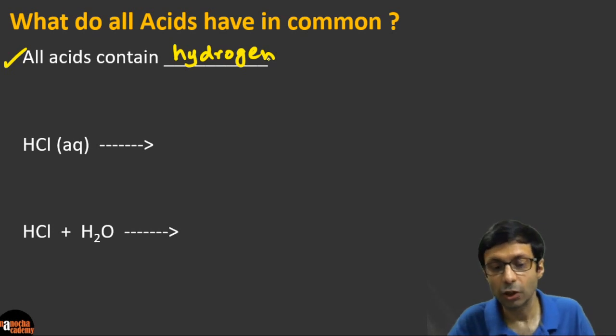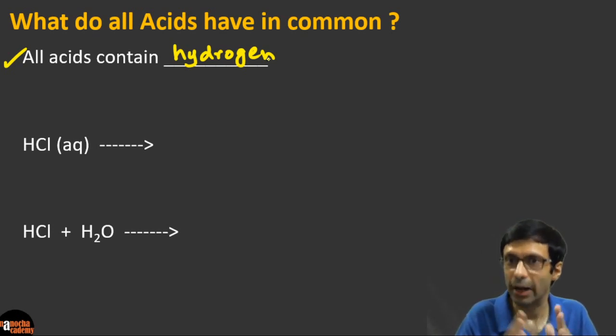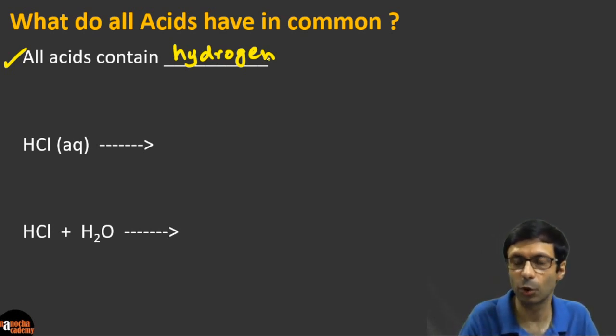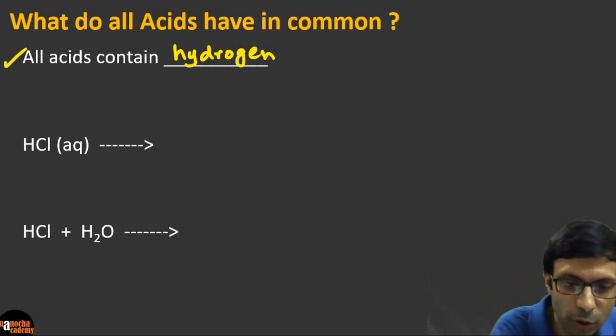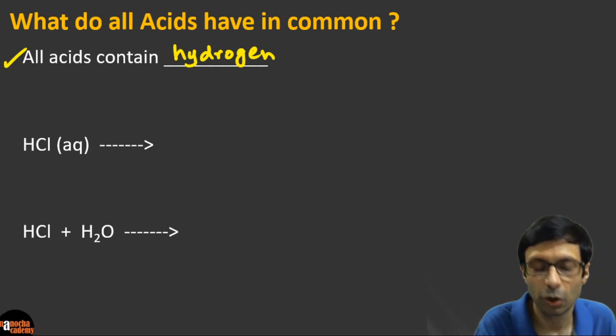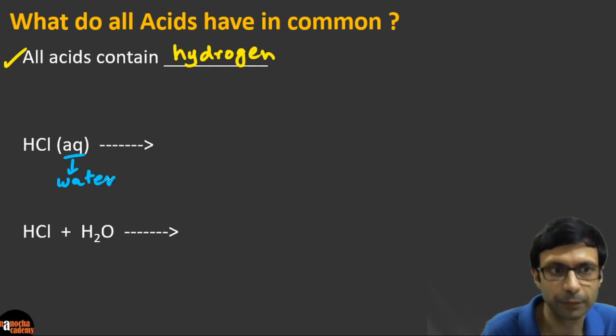Okay, and now let's look at another important point, that acids show their acidic behavior only in the presence of water. So hydrogen must be present in the acid, of course, and water also needs to be present, and we'll see why. So let's take a look at this important equation. So here, aq, what does aq mean? aq means aqueous, right? So it's in the presence of water, right?